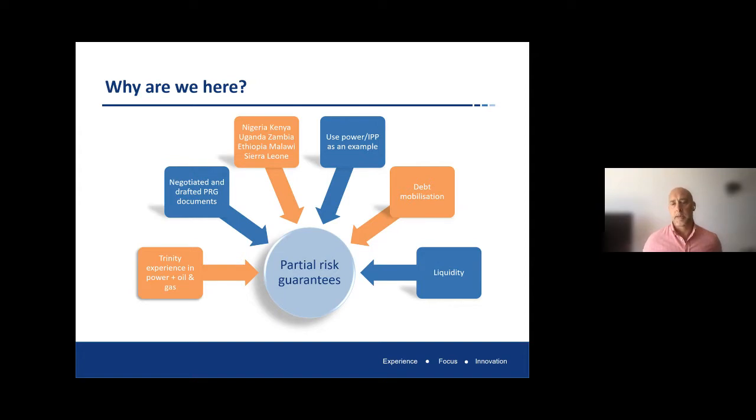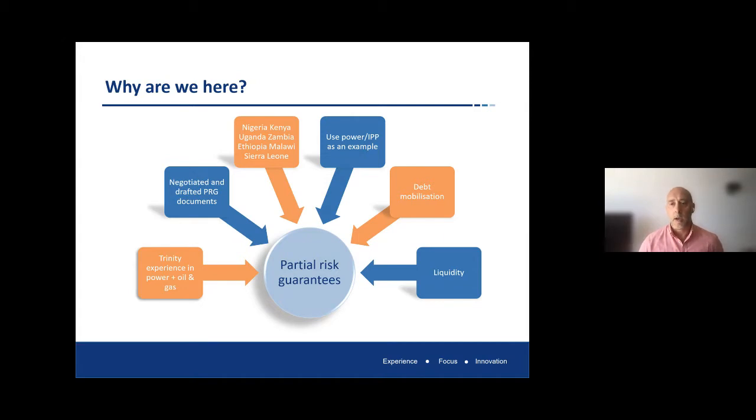An IPP allows us to see two types of PRG product. We call one the debt mobilization product, and the second the liquidity PRG. In very basic terms, the debt mobilization product is a guarantee that benefits commercial lenders to, if I'm using an IPP as an example, to the generator, to the project company that's generating the power. And that guarantee will kick in and make payment of the next due debt obligation to the lenders if an underlying risk event occurs. So if an underlying aspect of the deal goes wrong, if there's a breach of contract fundamentally.